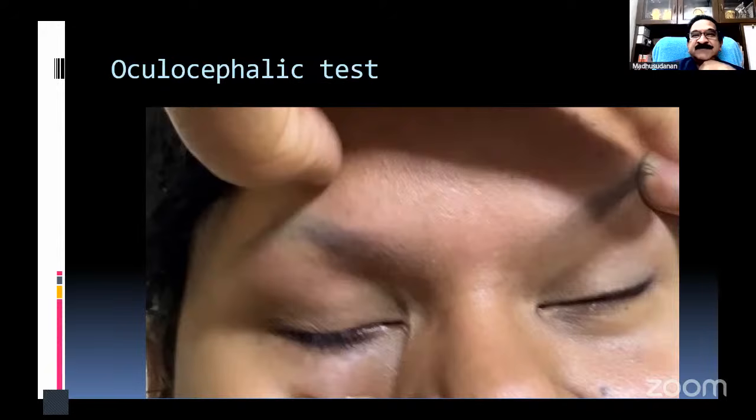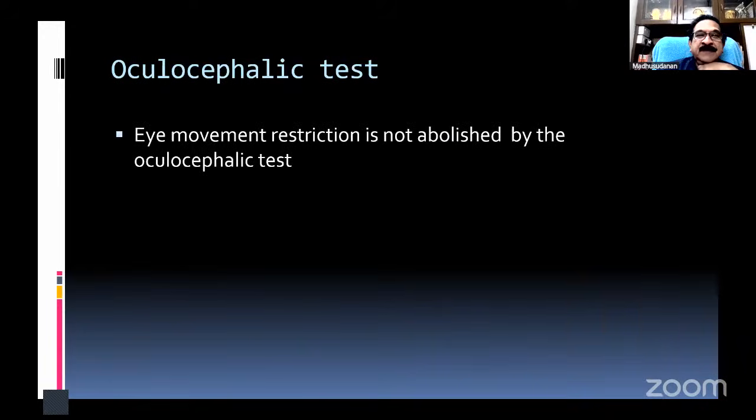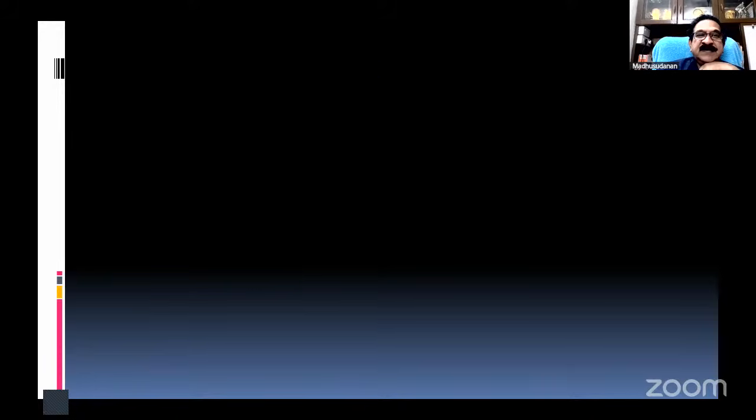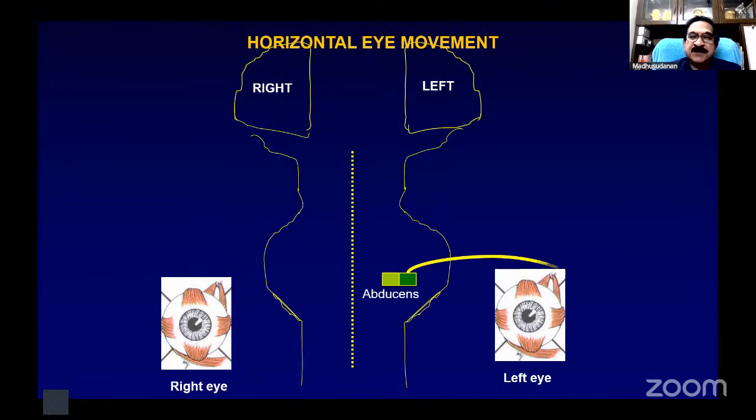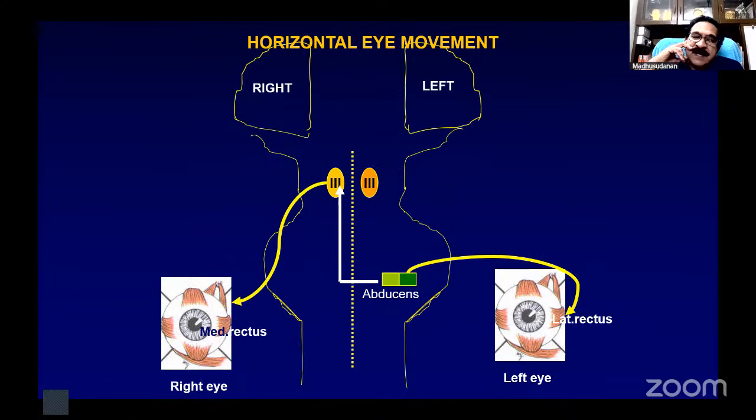Okay, I will show the pathway for understanding. So the site of lesion is the abducent nucleus. Let us see the pathway. Now this is the abducent nuclear complex. You look at the abducent nucleus. It has got two parts. The darker green one supplies the lateral rectus through the abducent nerve. The medial part contains abducent interneurons which cross to the opposite side and ascend in the MLF to supply the contralateral medial rectus. This is the pathway for horizontal movement.